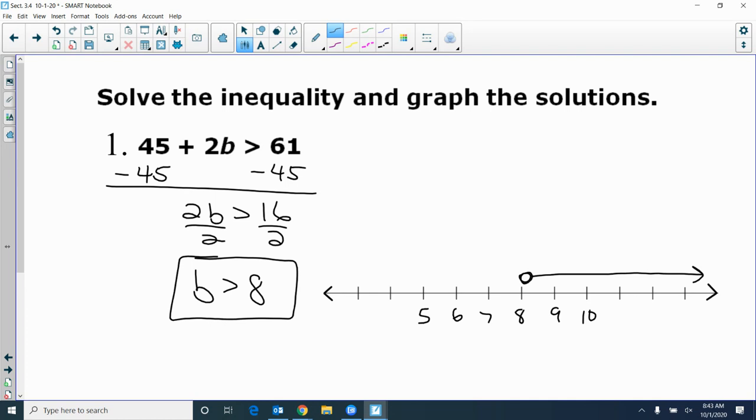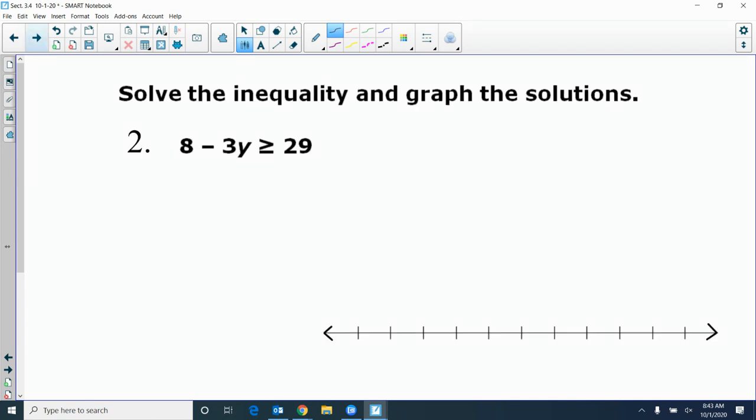All right, now let's take a look at the second one. Mr. Deb, you mentioned having to flip the sign. How did they do on the quiz with that? A little bit better than 50-50, but too many didn't. So that's why I wanted to emphasize that.